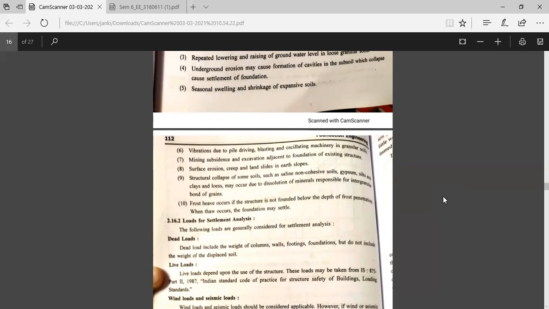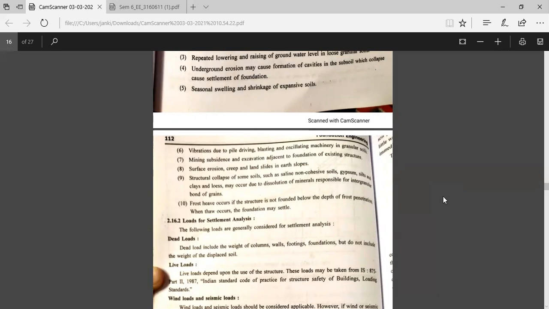Structural collapse of some soils such as saline, non-cohesive soils, gypsum, silts, clays and loess may occur due to dissolution of minerals responsible for the intergranular bond of grains. Frost heave occurs if the structure is not founded below the depth of frost penetration. When this occurs, the foundation may settle.